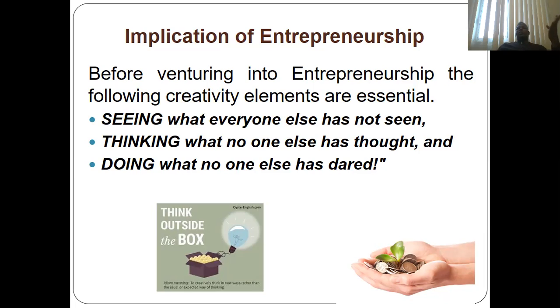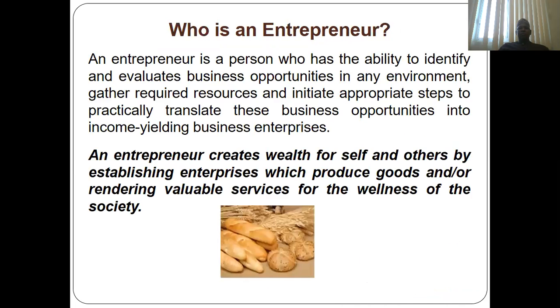Thinking what no one else has thought of within your environment will also make you a great entrepreneur, and doing what no one else has dared to do. So to be able to accomplish these three creativity elements, you have to think outside the box. You have to train your sight to see differently. You have to train your brain to think differently. You have to train yourself to do things differently. It is when you think outside the box that you'll be able to leverage the implication of entrepreneurship in your environment.